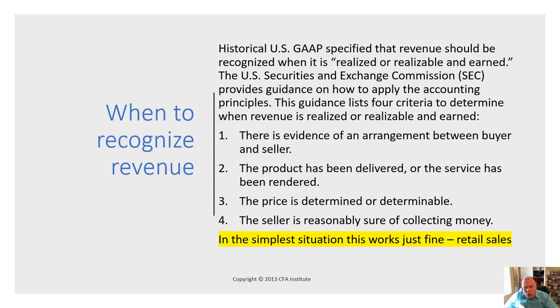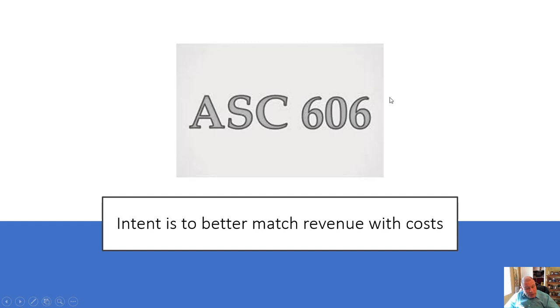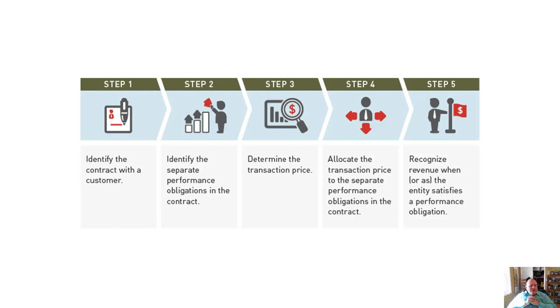However, that's not always the case as business has become more complex, and this is what led us to ASC 606. The intent is to better manage revenue. ASC 606 really has 5 key steps. Now, you've seen these when you have looked at your company. First one is identify the contract with the customer, identify the separate performance obligations, determine the transaction price, allocate, and then decide when to recognize. So these are at a very high level.